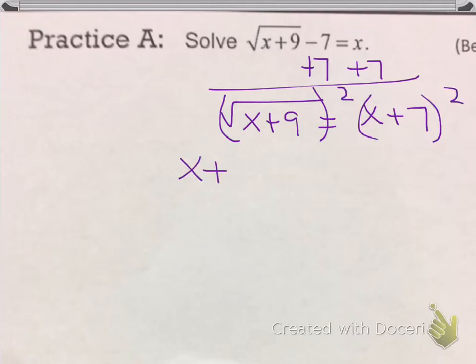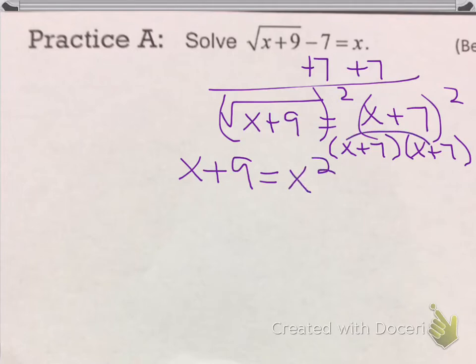Squaring on the first side just cancels the square and the square root. Squaring on the other side means I'm taking x plus 7 times x plus 7, and I have to FOIL that out. So x times x is x squared. x times 7 is 7x. 7 times x is 7x. So 7x and 7x makes 14x. And then 7 times 7 is 49. I combined those middle terms together, so I didn't have to rewrite that twice.